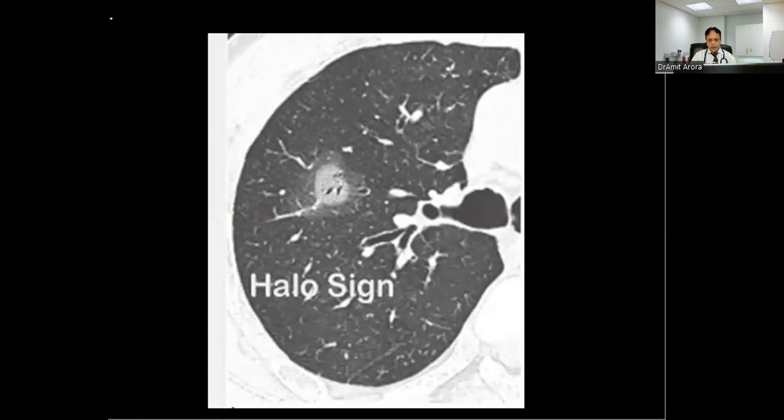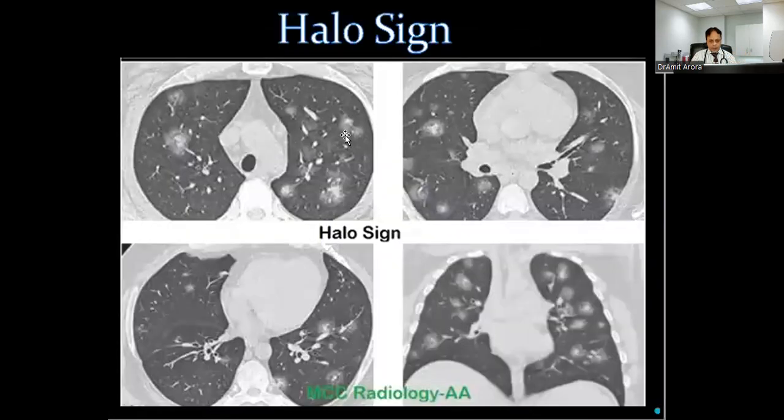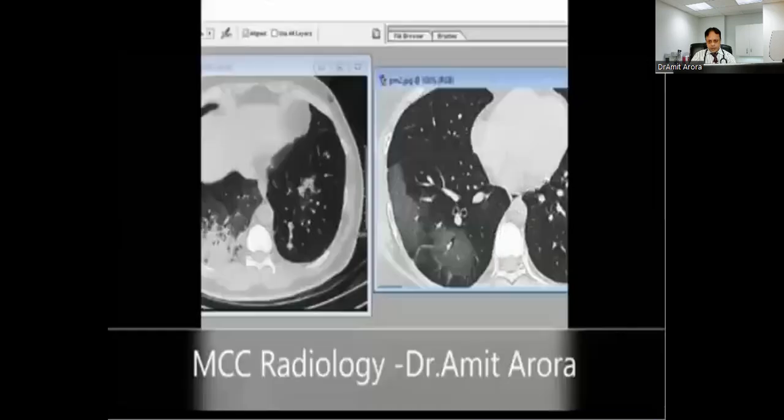I will be demonstrating. Okay. So you can look at this slide. You can see surrounding there is a grayish pattern, and in the center there is a hypodense or dark area, right? This is the halo sign. Okay. Organizing pneumonia. So let me demonstrate with a video clip.